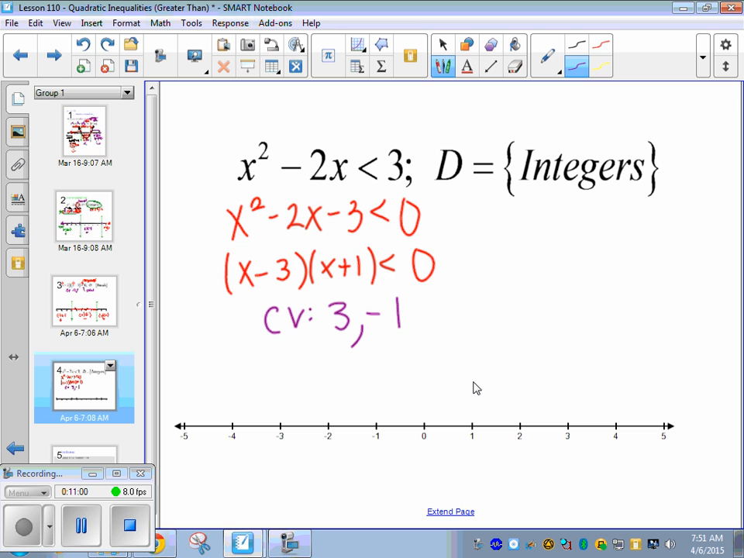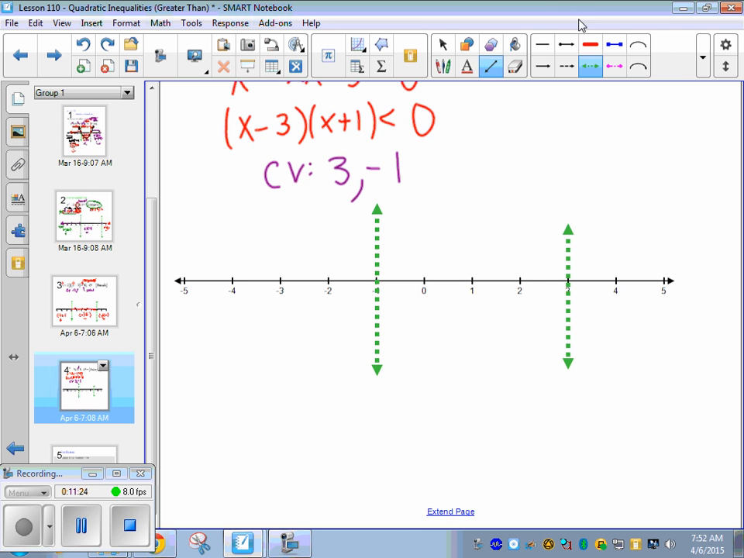And Carrie, should I put open or closed circles? Open. Yes. And actually, with this one, we don't really need the open circles. It's integers, right? So we would leave it blank. So let's just put our lines right there on those critical values. Since it's integers, there's not going to be a circle there, okay? And we're going to test a point. So I'm going to test negative 2.